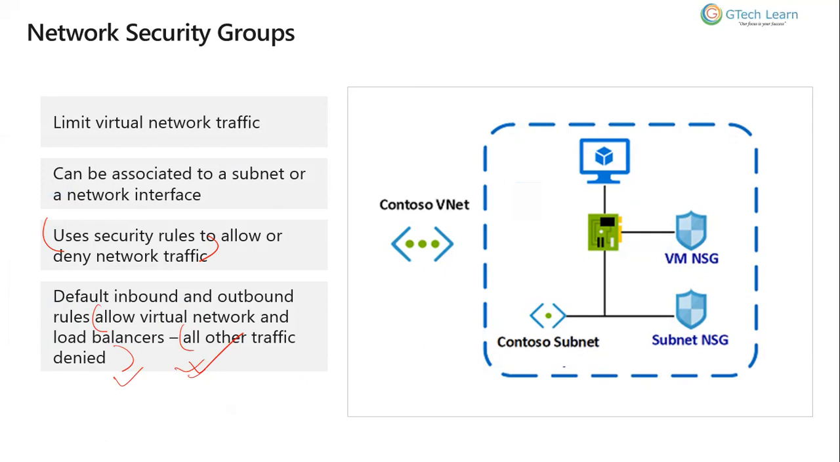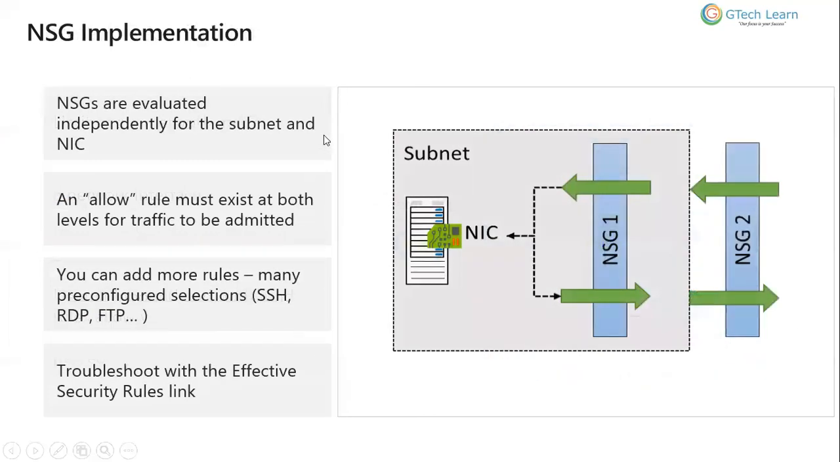If I'm talking about the implementation of the NSG, we can implement the NSG at the network interface card level, as well as at the subnet level. If we are implementing the network security group, we have the option to add multiple rules for multiple services. And if we are utilizing multiple network security groups at the subnet level or at the NIC level, then we must allow the specific service in the multiple network security groups.